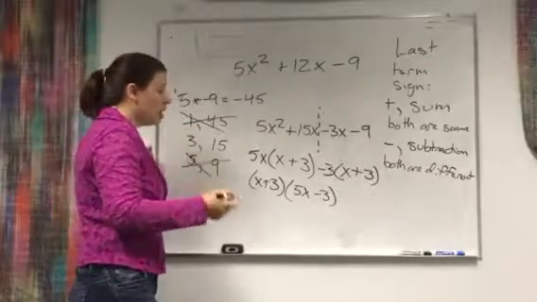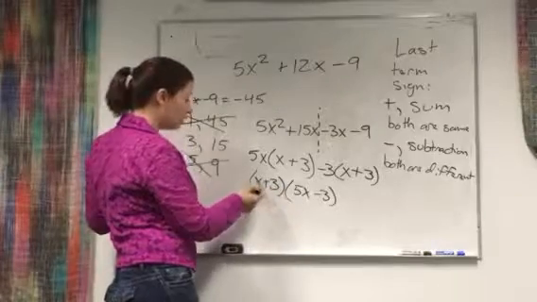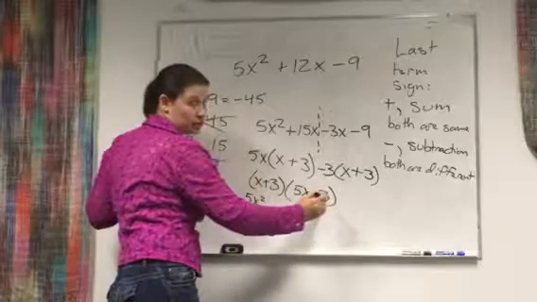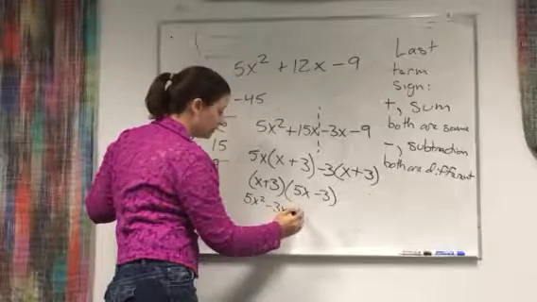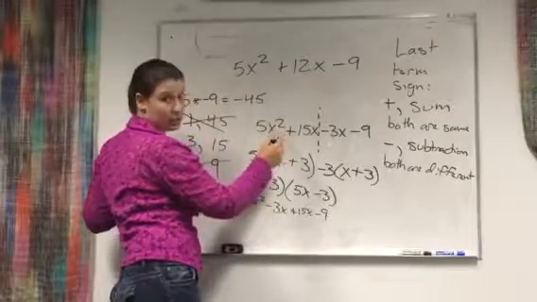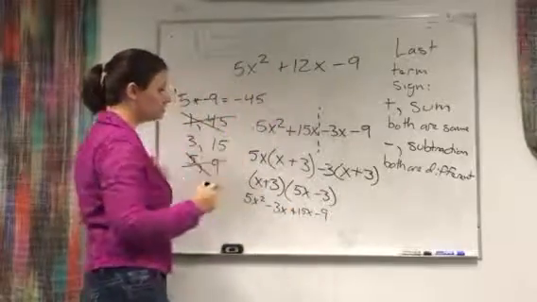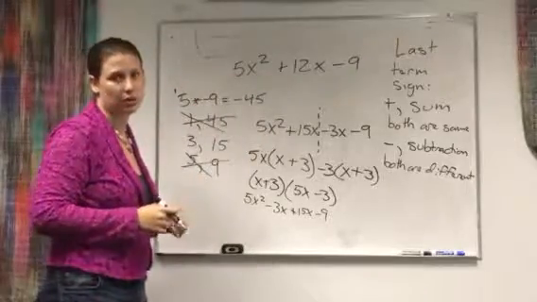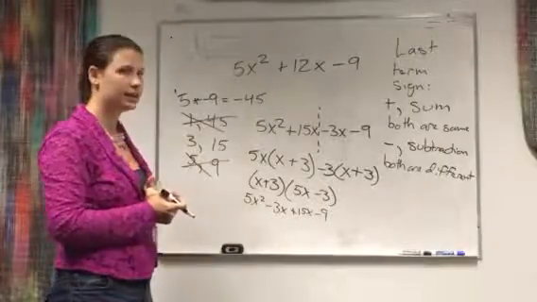So if you want to, you can also check this, just checking, right, by FOIL. So first would give us 5x squared. Outer would give us negative 3x. Inner would give us plus 15x. Last, minus 9. See how we got back to exactly the grouping one? And then you combine 15x minus 3x is 12x. Okay, we did it correctly then, right? Because we FOILed it back out to get what we started with. That's always a very simple, easy check now that we know FOIL. All right, so that is the AC method.